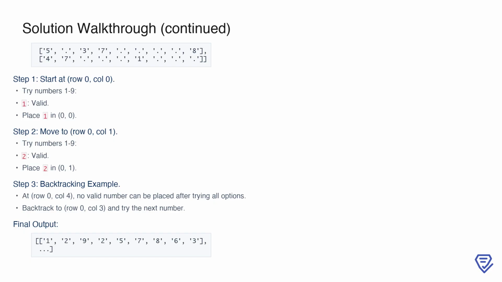The algorithm continues to fill cells in this manner, but sometimes it encounters situations where no valid number can be placed in a cell after trying all options. For example, at row 0, column 4, no valid number fits. This triggers backtracking, where the algorithm reverts to the previous cell, row 0, column 3, and tries the next possible number. This process ensures that the algorithm explores all potential solutions systematically, eventually leading to a completed board. The application of backtracking in this harder scenario highlights its effectiveness in solving even the most complex puzzles.